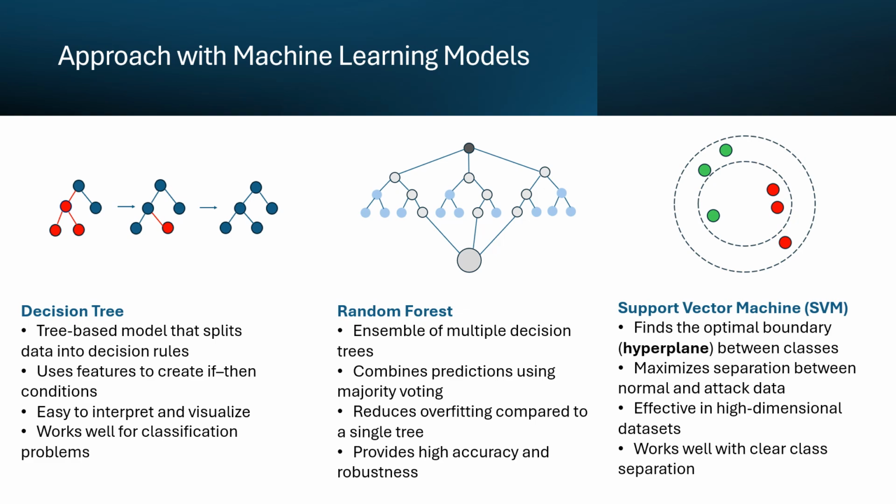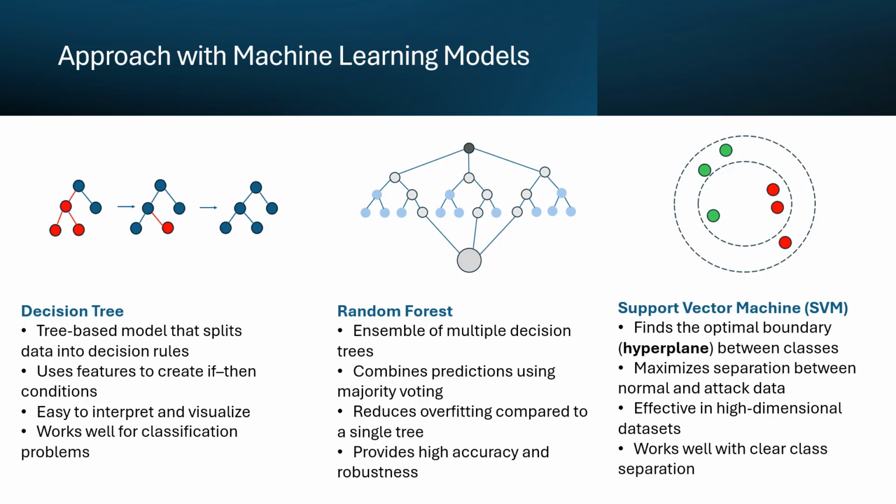Random forest extends this idea by combining multiple decision trees, as we can see. Each tree makes a prediction, and the final classification is determined by majority voting, which improves accuracy and reduces overfitting.